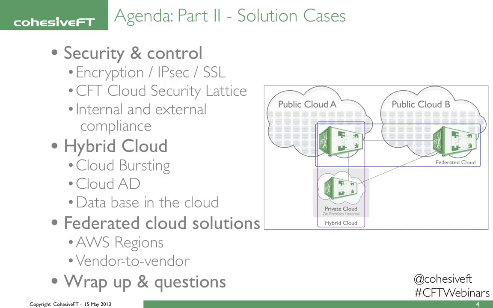So here's what we'll go over this week and what to expect in the next webinar. We'll quickly recap on our cloud networking story and the concepts of the security lattice and the layers of security ownership. Next, we'll drill down into specific solutions with hybrid clouds, detailing cloud bursting, cloud AD, and cluster databases in the cloud. Finally, I'll talk a little bit about federation within AWS regions and cloud vendor to cloud vendor federation. And there'll be about 15 minutes for questions and answers. So feel free to ask questions as we go if you like, and we'll try our best to collect them and answer them at the end.